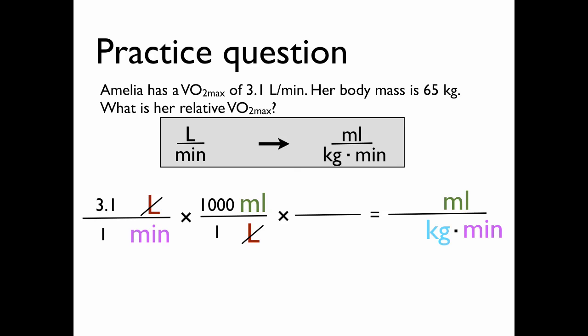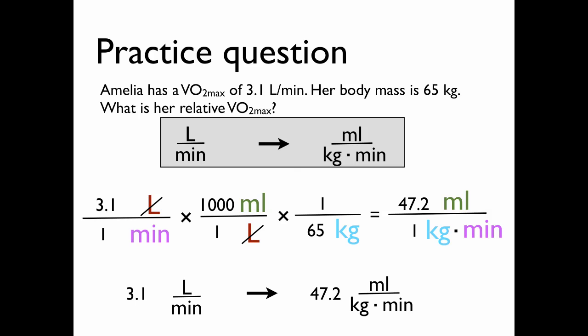So I need to divide by body mass. The reason I know I need to divide by body mass is that it's on the denominator for what I need to convert to. Okay, so she's 65 kilos. If I take 3.1 times 1,000 and divide by 65, I don't have to worry about the ones here because anything multiplied or divided by 1 is the same number. So I take 3.1 times 1,000 divided by 65, and I end up with 47.2 mils per kilogram per minute. What we've done here is convert 3.1 liters per minute to 47.2 mils per kilogram per minute.